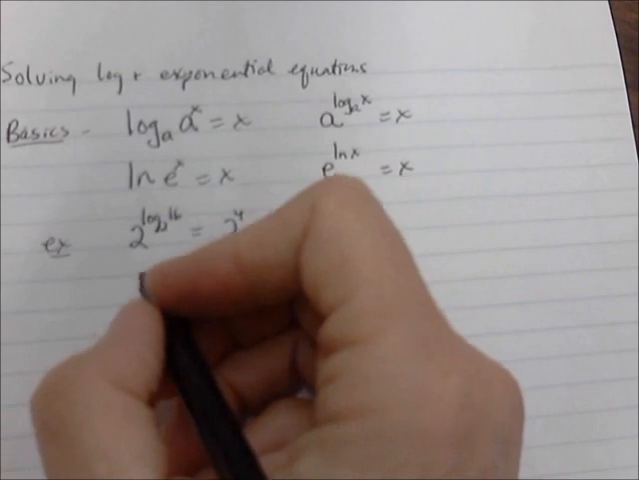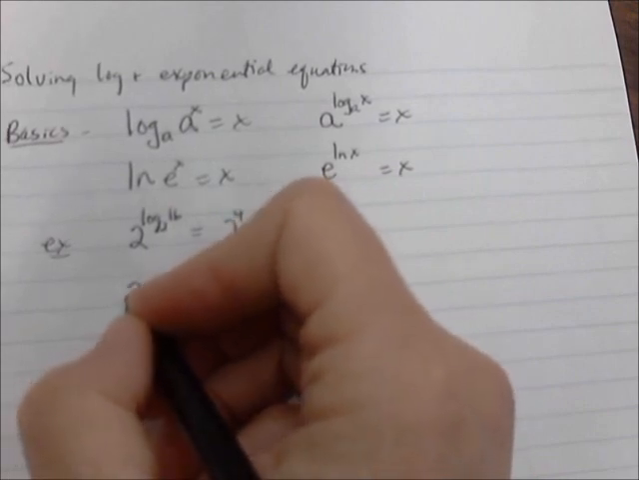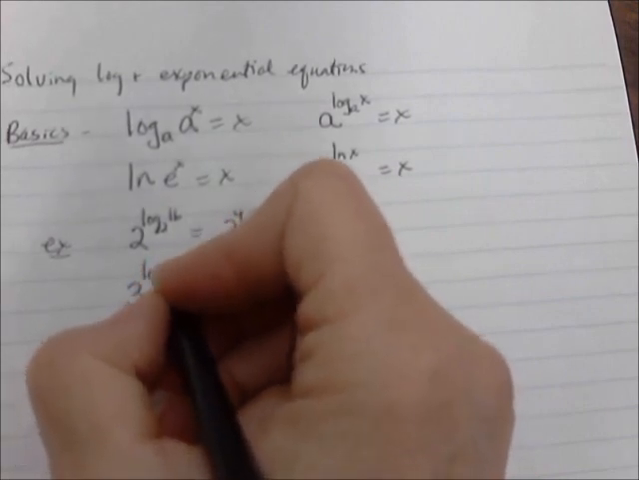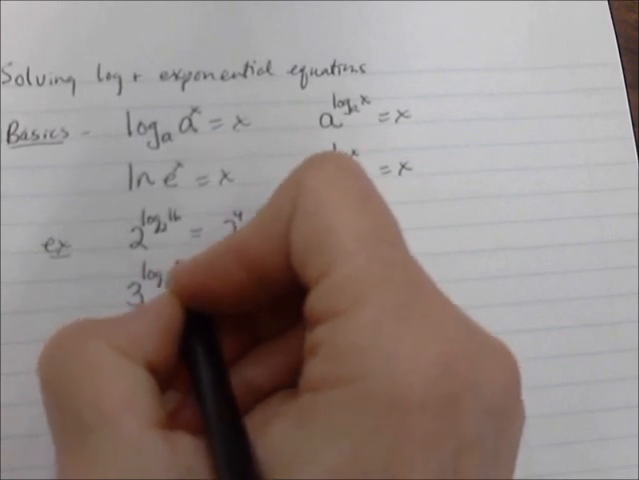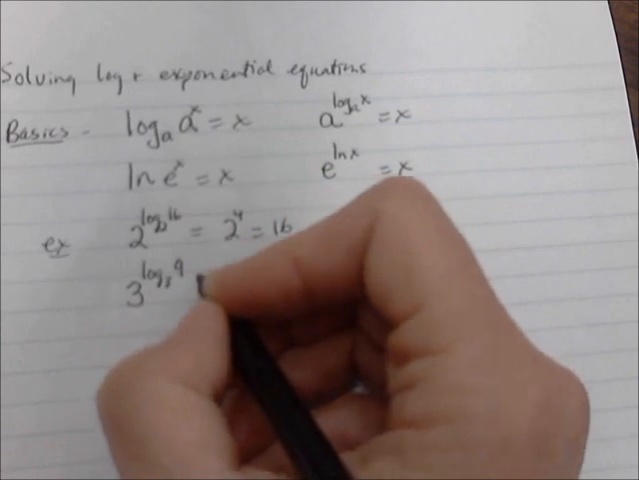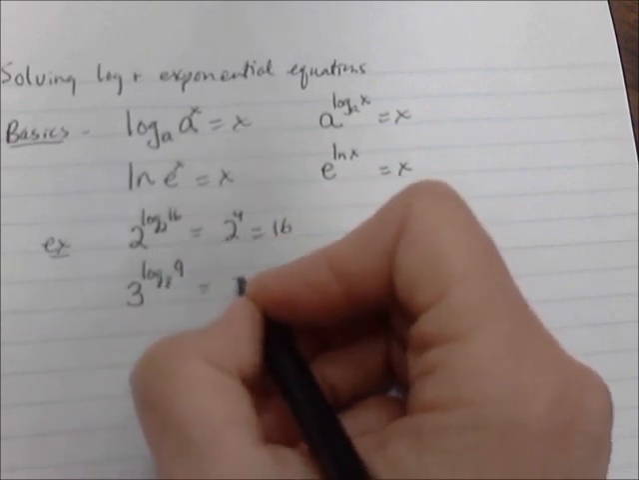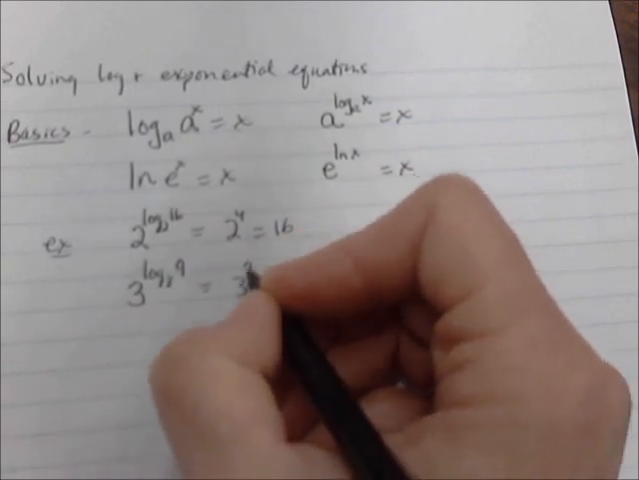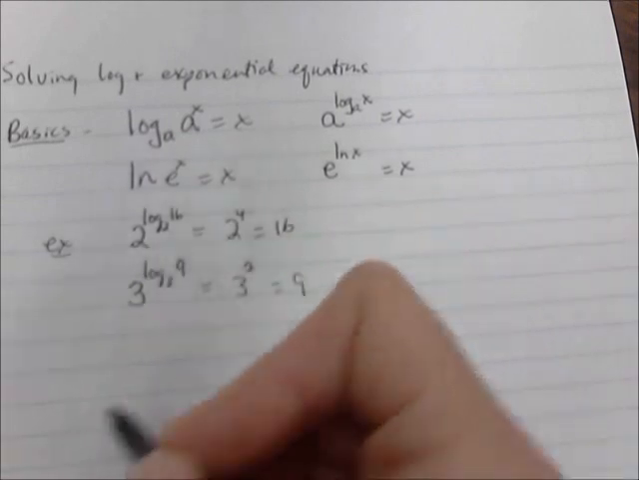And I'll just give you one more example. If we have the base of 3, if we take 3 to the log base 3 of 9, the answer should be 9. Let's see if it is. The log base 3 of 9 is equal to 2, and 3 squared is 9. So that's how that one works.